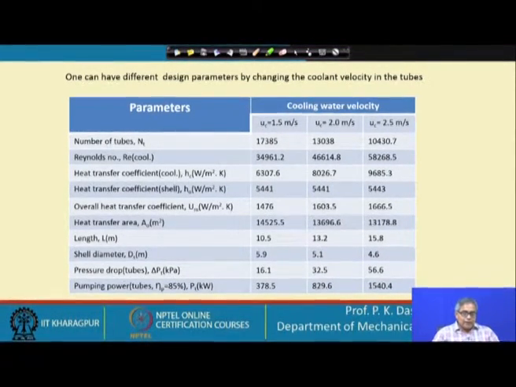And then the pressure drop per tube, or rather the pressure drop, we can see that there is a large change. Smaller tube diameter, smaller velocity, we will have lower pressure drop, and as we go on increasing the velocity, the pressure drop will be higher and higher, and similarly the pumping power will also increase because of the change in the pressure drop.